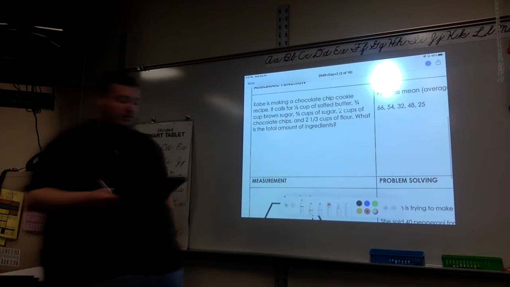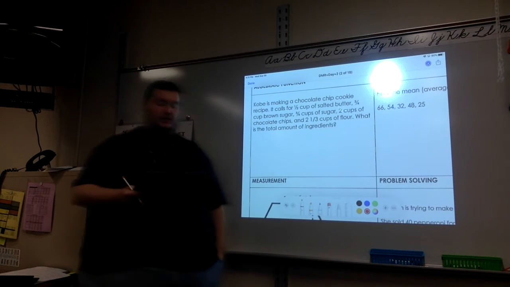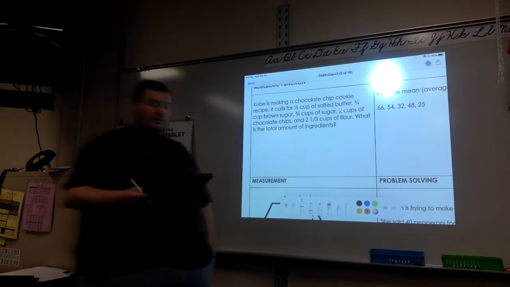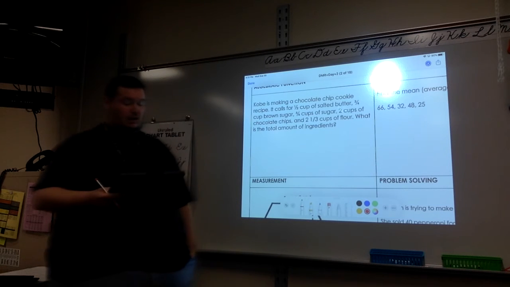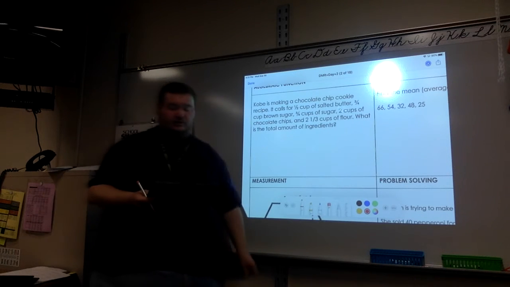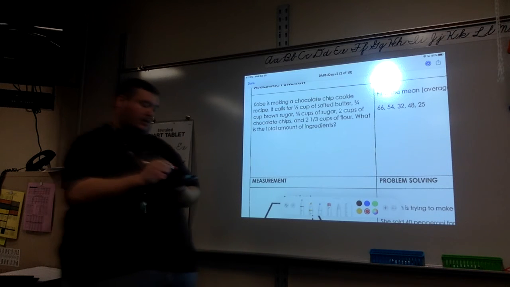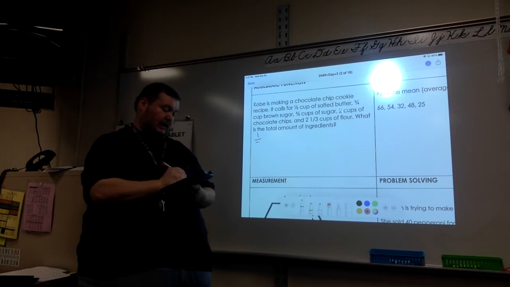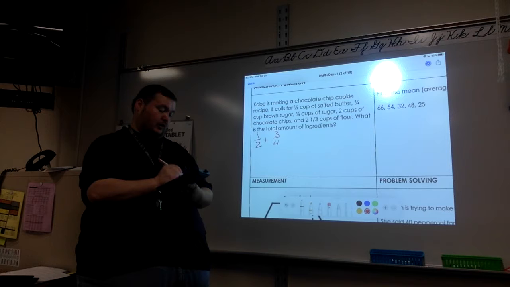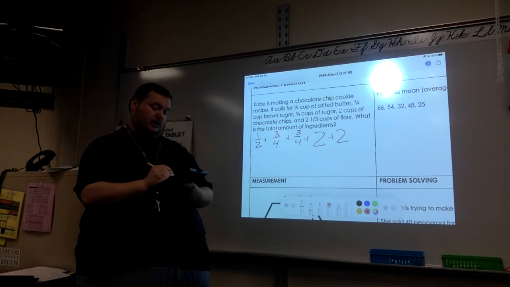Kobe is making a chocolate chip cookie recipe. It calls for 1/2 a cup of salted butter, 3/4 cup of brown sugar, 3/4 cup of sugar, 2 cups of chocolate chips, and 2 1/3 cups of flour. What is the total amount of ingredients? Well, again, let's write everything out. 1/2 plus 3/4 plus another 3/4 plus the whole number 2 plus 2 1/3.